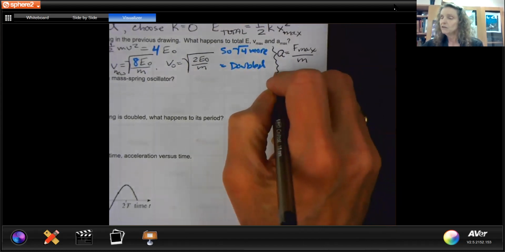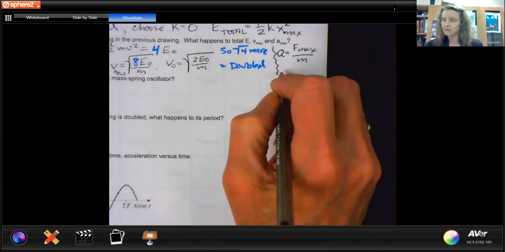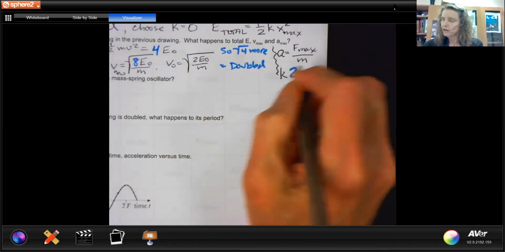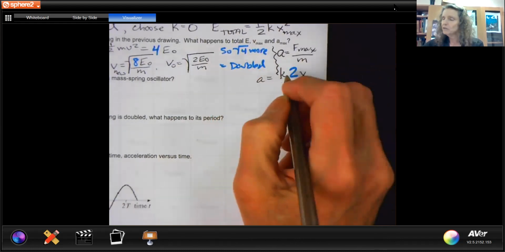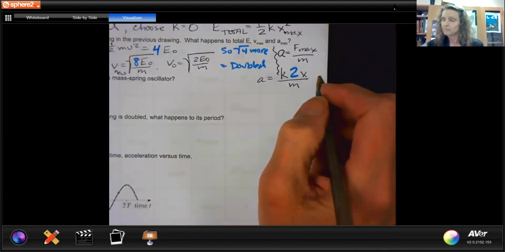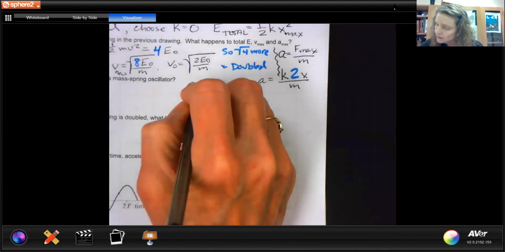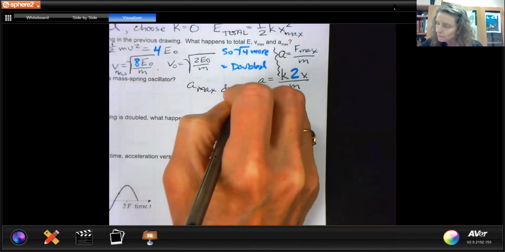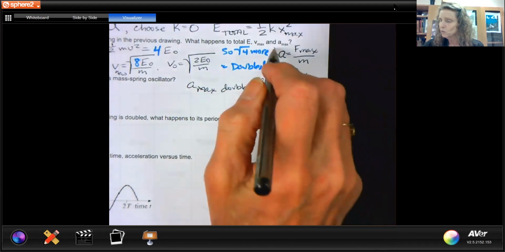Well, let's see. The force is supposed to be kx, but we doubled the stretch. So I have k times 2x as the numerator of my acceleration, and now I'm dividing by the mass. So I think you can see what happens. a max doubles also. Kind of a squeeze. I wish I'd given you more room there.